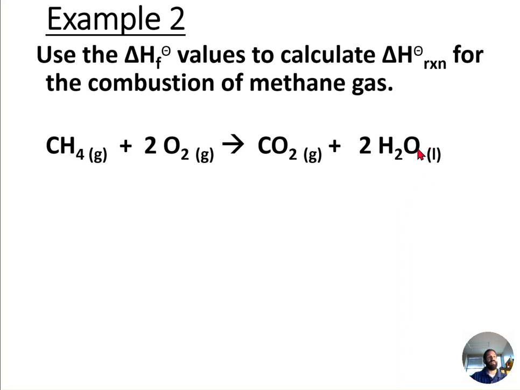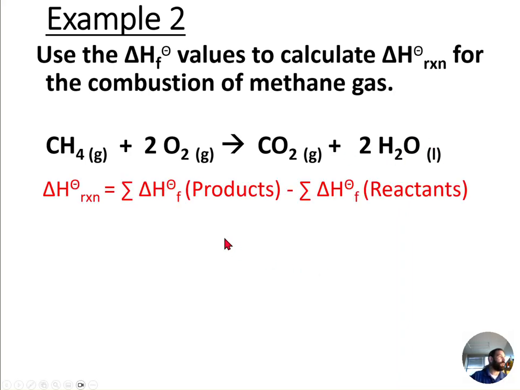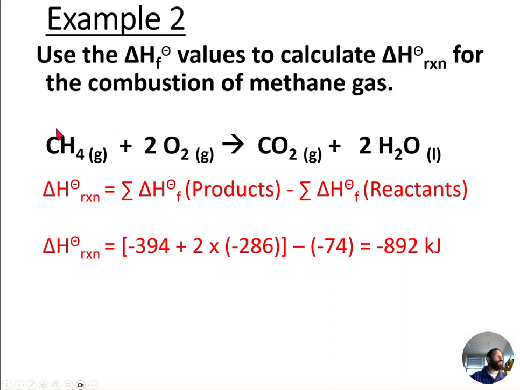We have to make sure we get the value for liquid water and not steam. So the equation we use is products minus reactants. My products are 1 mole of carbon dioxide and 2 moles of water, and my reactants are 1 mole of methane and 2 moles of oxygen. Again, oxygen as an element will not have an enthalpy of formation. So it's negative 394 plus 2 times negative 286. Those are the enthalpy of formation of carbon dioxide and liquid water, respectively, minus the enthalpy of formation of methane, which is negative 74. When you punch the values into your calculator, you get negative 892 kilojoules.